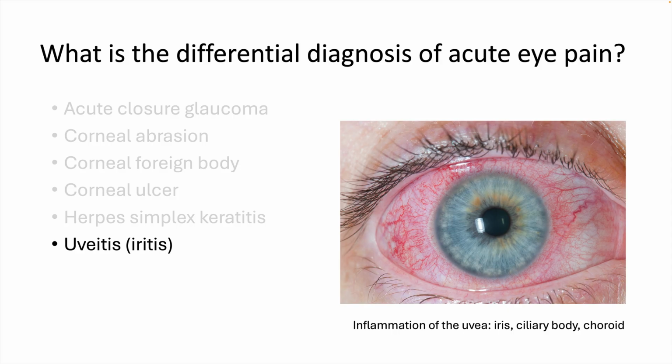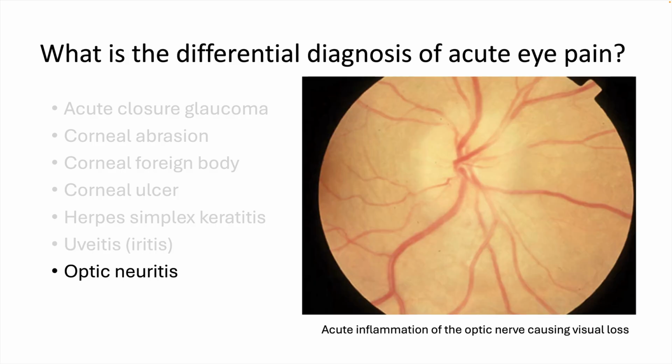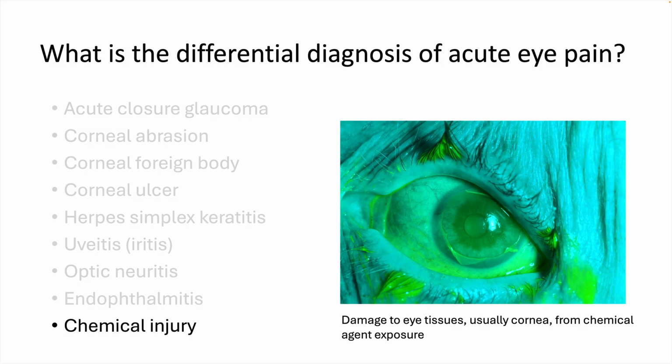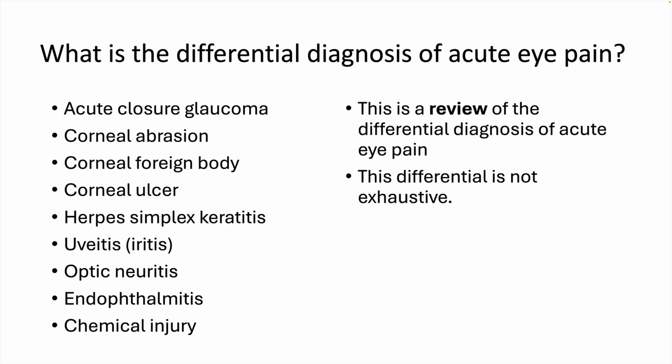Uveitis, also called iritis, is defined as inflammation of the uvea, which includes the iris, ciliary body, and the choroid. Optic neuritis is defined as acute inflammation of the optic nerve causing painful visual loss. Endophthalmitis is a vision-threatening infection and inflammation of the internal structures of the globe. Chemical injury is defined as damage to the eye tissues, typically the cornea and conjunctiva, from chemical agent exposure. This is a review of the conditions which might cause acute eye pain. This is not an exhaustive list, but covers 95% of the causes of acute eye pain.